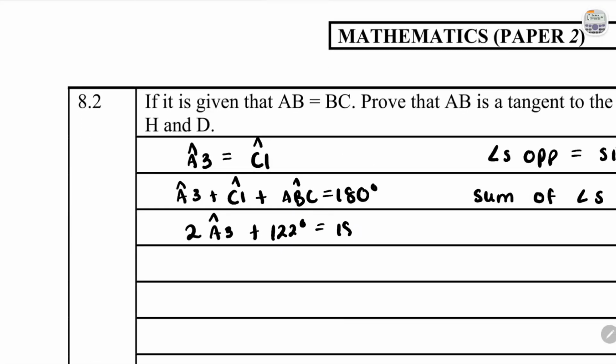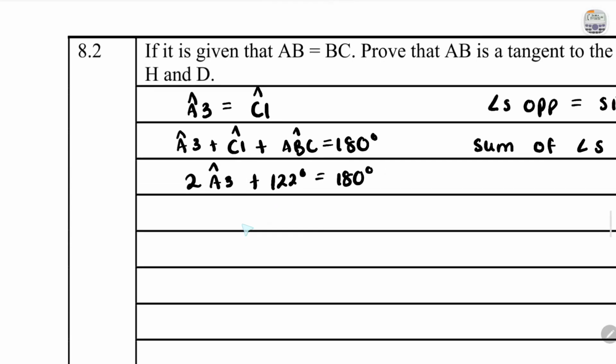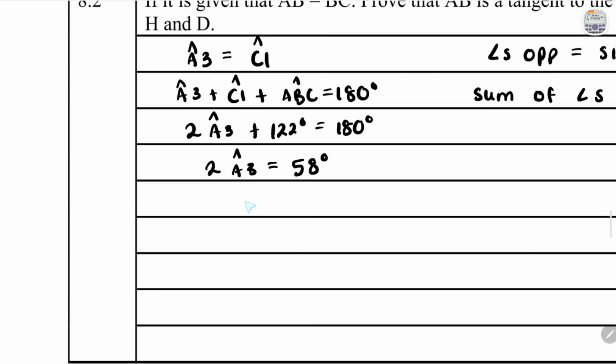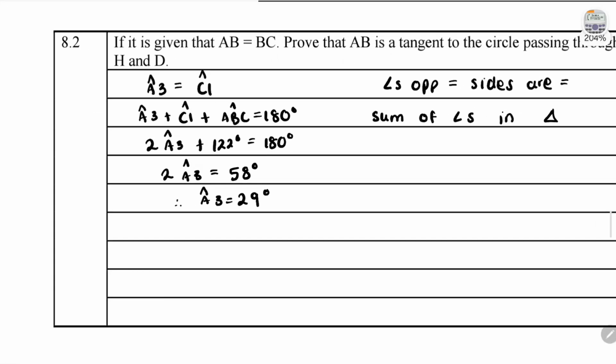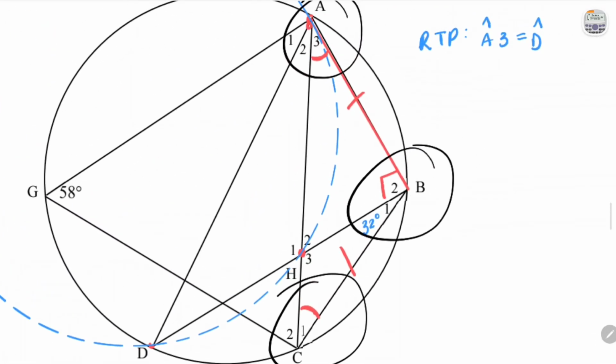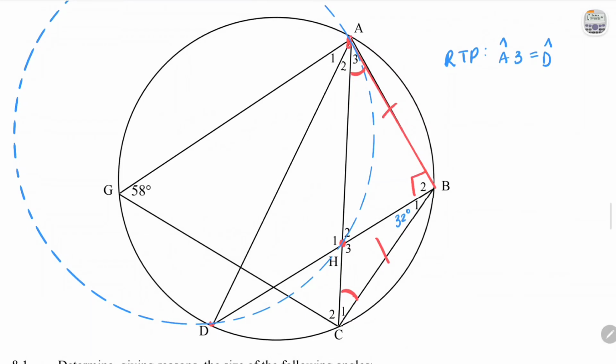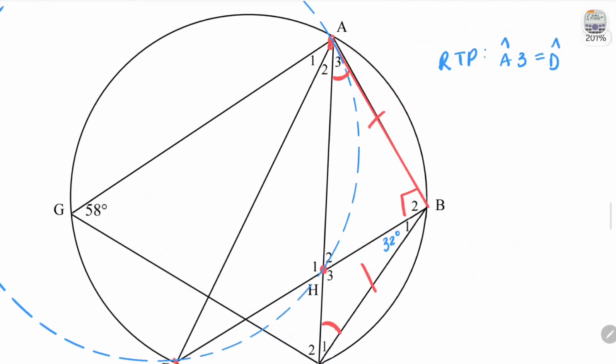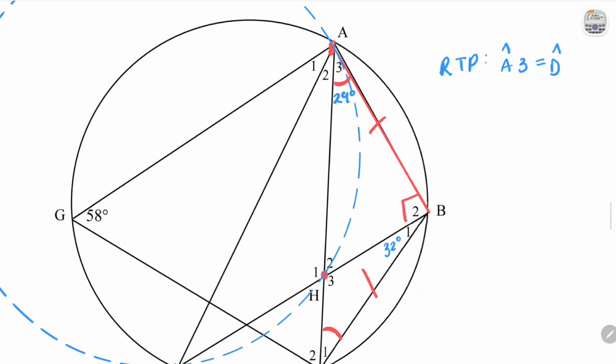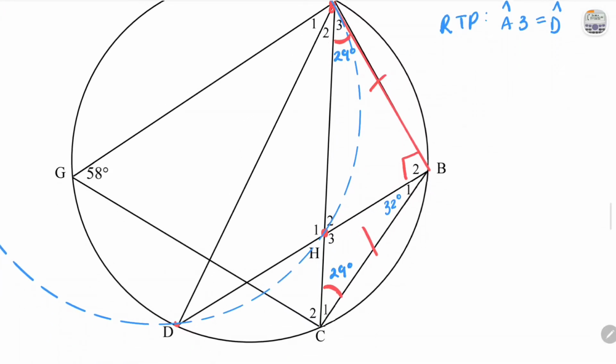And then now we can solve for angle A3. If you transpose 122 degrees, that's 2 angle A3 being equal to 180 minus 122, which is 58 degrees. And then if you divide both sides by 2, angle A3 is therefore equal to 29 degrees. Okay, so that's angle A3. And now that we have angle A3, we also have angle C1, of course. To be honest, in this question, I really don't see the point of actually finding the numerical values of these angles. Because yes, we have angle A3 being 29 degrees, and that also makes angle C1 29 degrees.